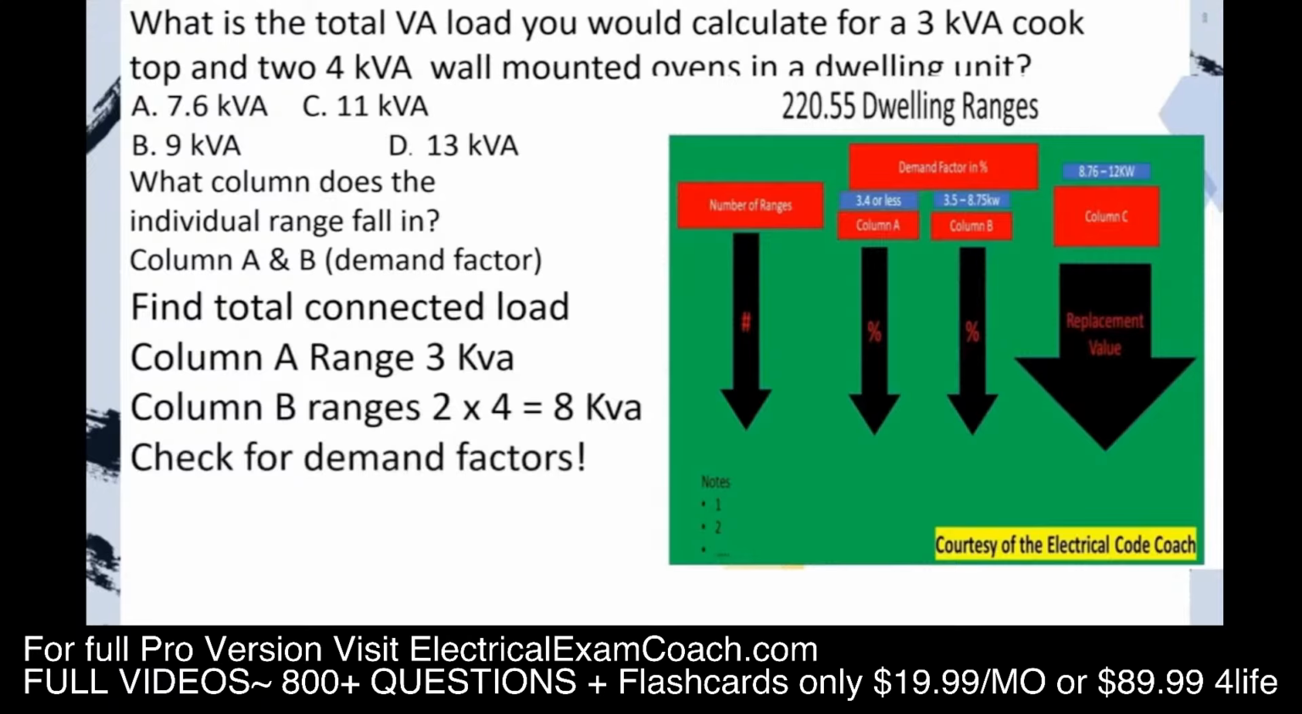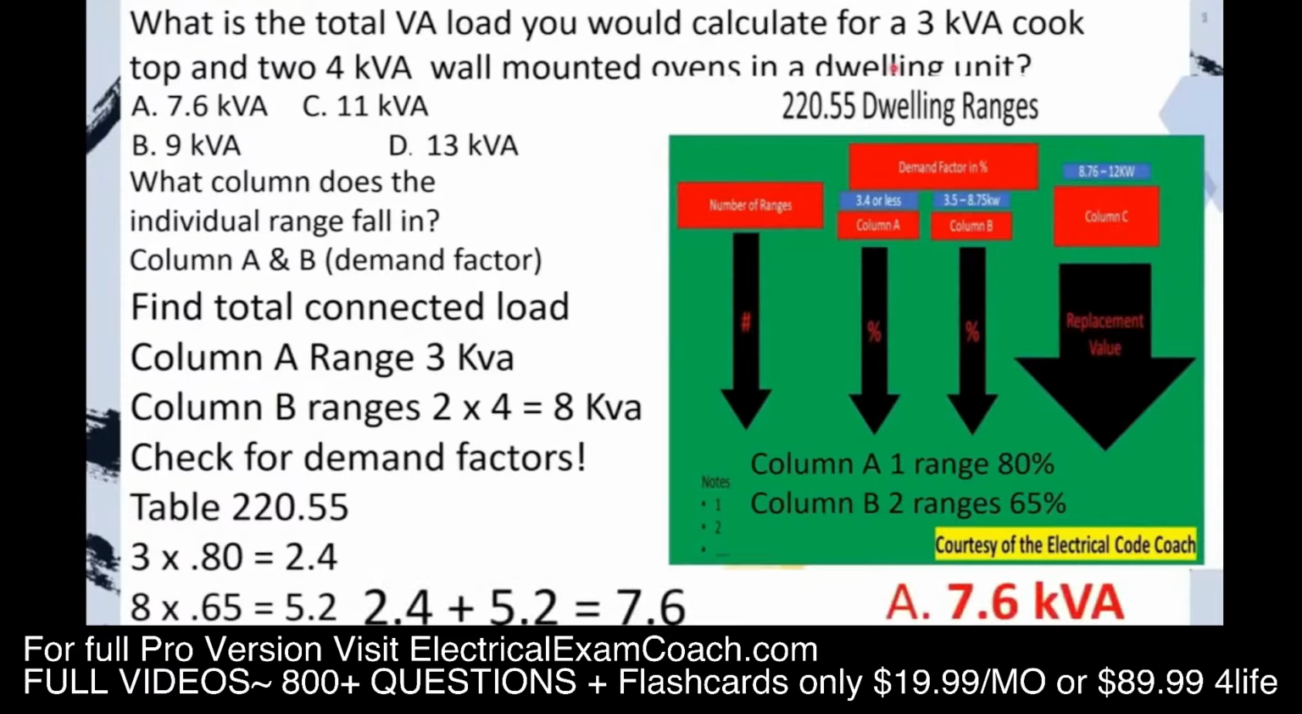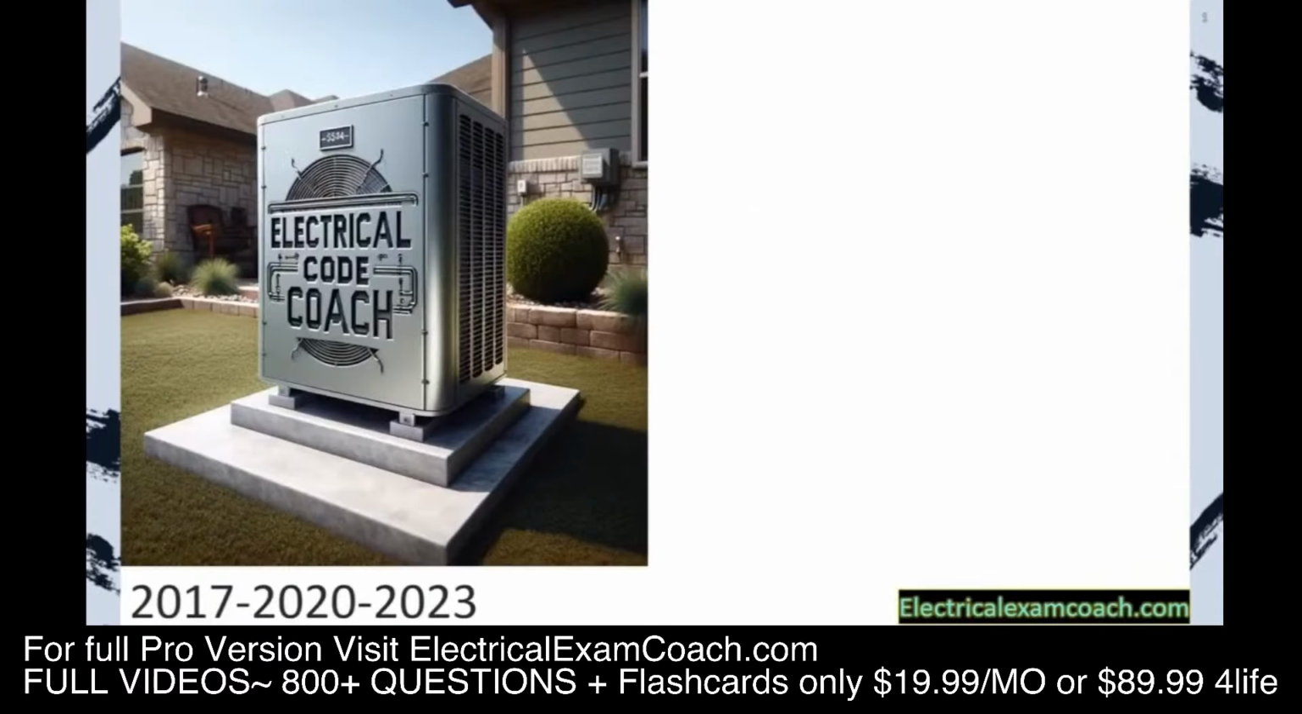Now, we check for demand factors. We head back to our table, and we start on the left-hand side for our column A ranges, and we find the multiplier for 1, and then we start on the left-hand side and find our number of ranges for our column B ranges and find the multiplier, and we're going to find that they're 80 and 65% respectively. Now, all we have to do is do the math. We take our column A ranges and do the math, take our column B ranges and do the math, but then we can't forget to total them back together, and we're going to select A. Great job.